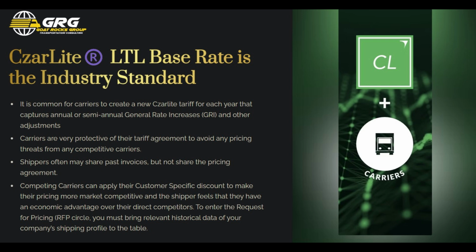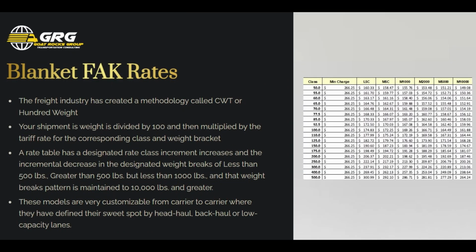These carrier partnerships were created to capture market share from national carriers by providing mutual shippers with flexibility to adjust their shipment routing because of more favorable pricing within the partnership carriers. Blanket FAK rates. The freight industry has created a methodology called CWT, or hundredweight. Your shipment weight is divided by 100 and then multiplied by the tariff rate for the corresponding class and weight bracket. There is usually a minimum rate that applies until shipment weight passes the minimum rate threshold.